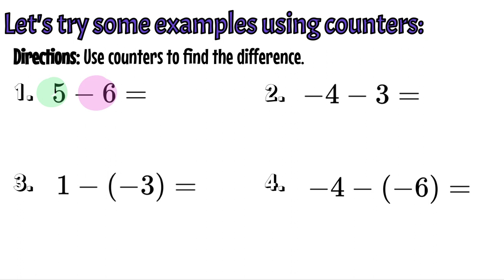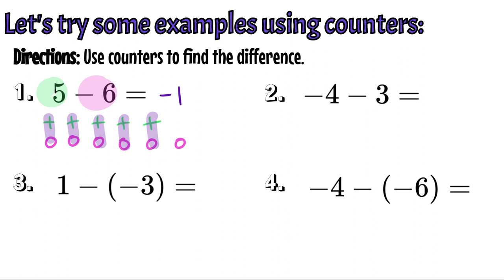Therefore, we want to use our positive counters for 5, which is our green pluses, 3, 4, 5. And our pink circles is what we used for our negative counters. That's 3, 4, 5, 6. So we see that, remember, these add to be 0. So all of these are going to undo each other. And what we're left with is one negative counter. That means that 5 minus 6 is equal to -1.